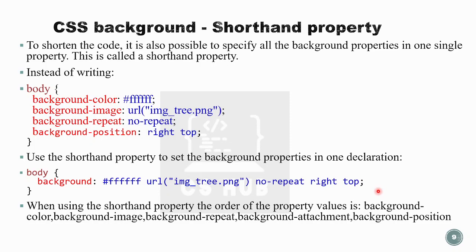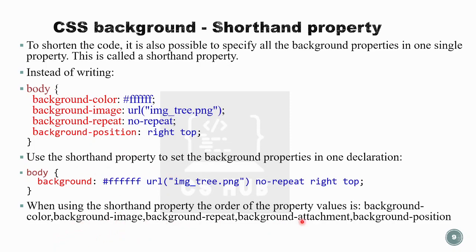Okay, so this ordering is important. The only thing we have to remember is the ordering. When using the shorthand property, the order of the property values is background color, background image, background repeat. After this we can use background attachment, and the last one is background position. Okay, this is the order. We should remember this order, then we can easily use the shorthand property.